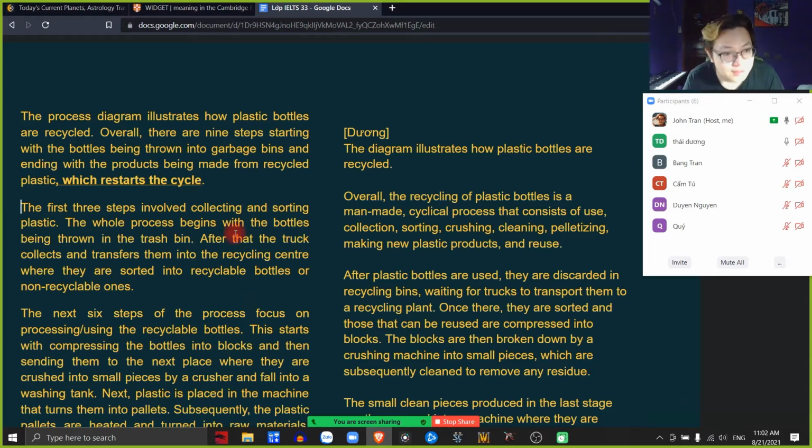The first 3 steps involve collecting and storing plastic. 3 bước đầu tiên thu gom và phân loại. The whole process begins with the bottle. Well, does it repeat when you say the whole process in the first 3 steps something? Nó có lặp lại ý không nếu mà mình viết như vậy? 3 giai đoạn đầu bao gồm thu gom và phân loại nhựa.